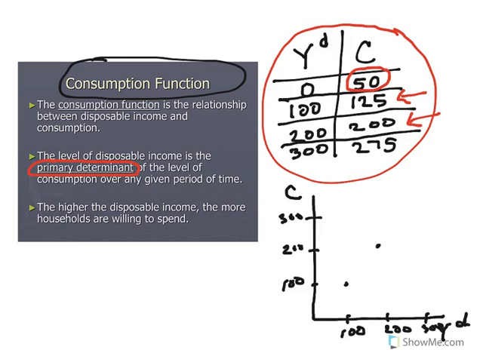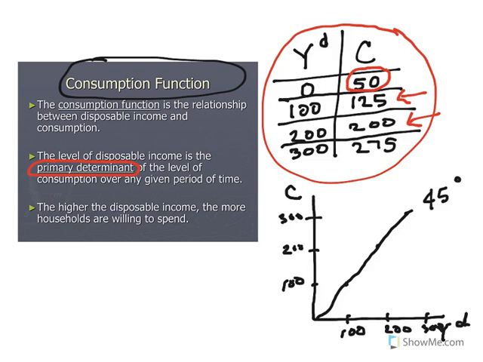So in other words, if I plot these points right here and then connect them, that's what's going to give me that 45-degree line. In other words, again, all it's showing is that if I make $100, I spend $100. If I make $200, I spend $200. And then what I can do is graph my actual consumption function.